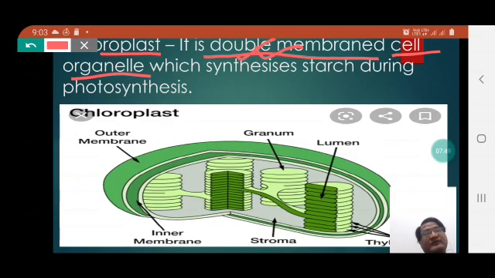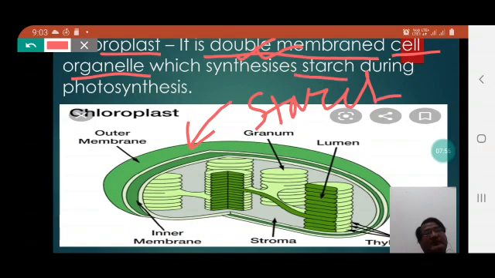Students, chloroplast is the exact place where starch gets synthesized by the process of photosynthesis. So due to the production of starch in the chloroplast, chloroplast is also called the kitchen of the cell.